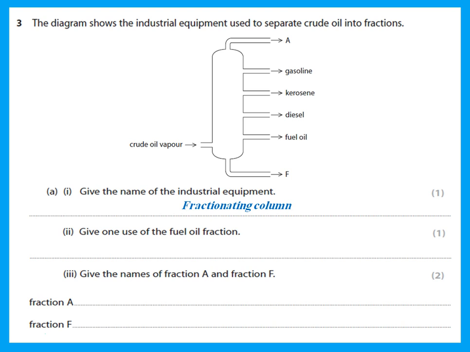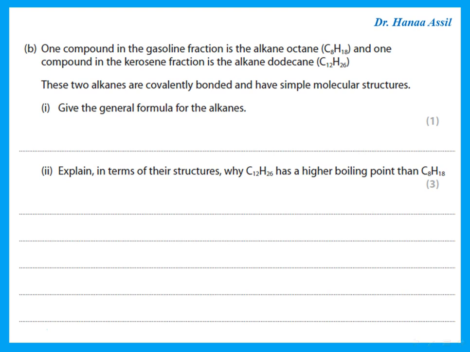Give one use of the fuel oil. Remember we said these fractions that come out from the fractionating column, you need to know their order and you need to know their uses. So he says one use of fuel oil. You should know this is fuel for ships. Give the names of fractions A and F. What is fraction A? Fraction A is the very first one on top. That is the refinery gas. And fraction F is the last fraction in the fractionating column, and that is butane.